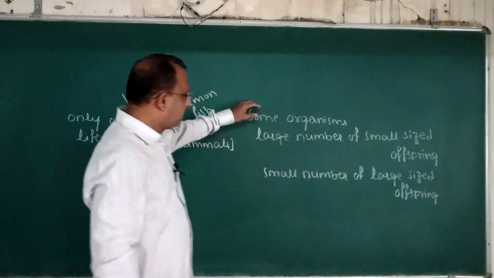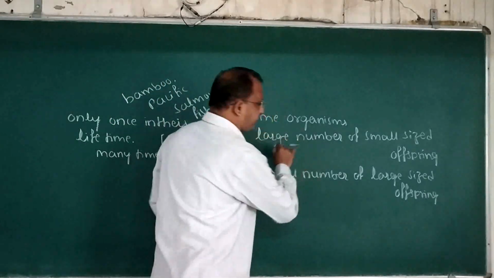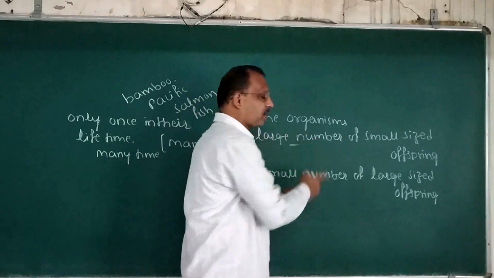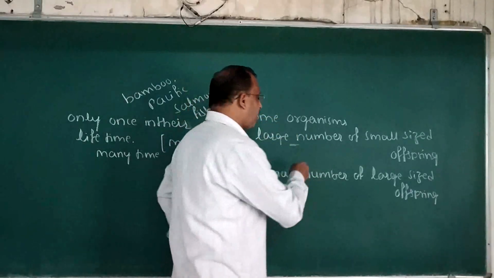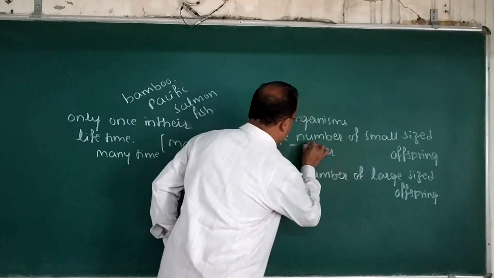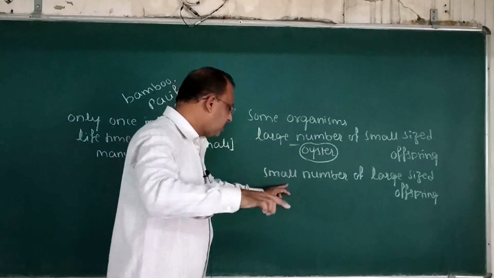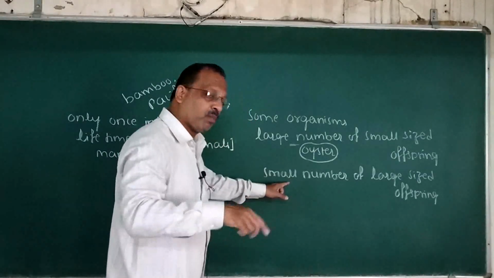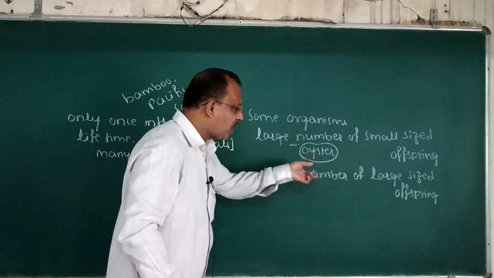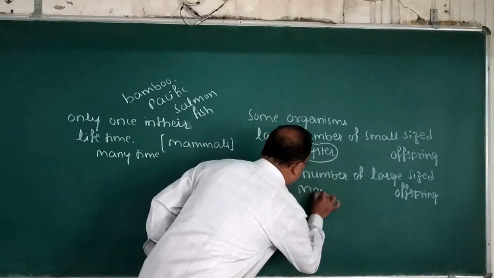Look over the point. Some organisms will produce a large number of small sized offspring. Example is oyster. Whereas other organisms, or most of the organisms, will produce a small number of large sized offspring. Example is mammals.